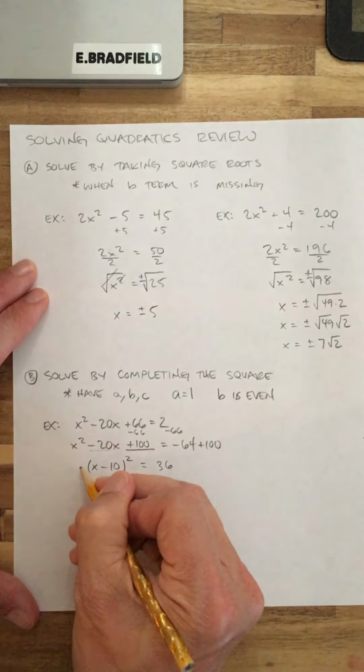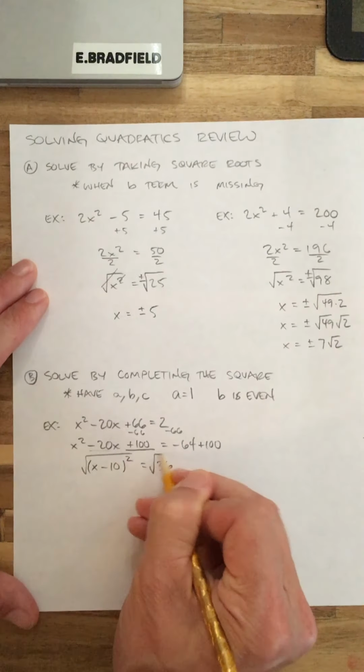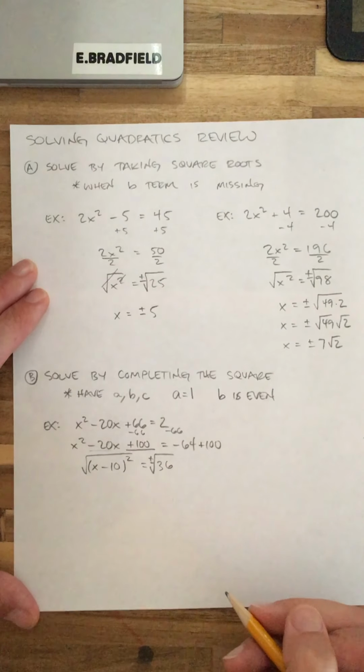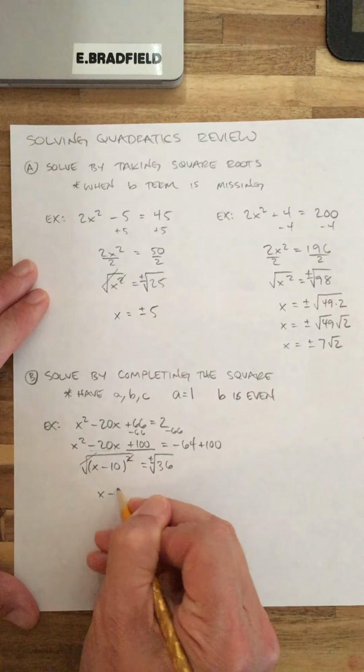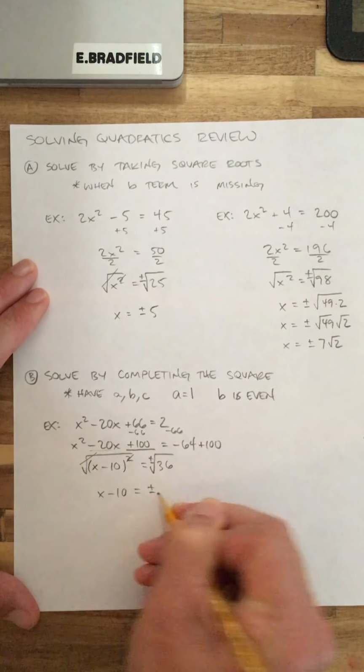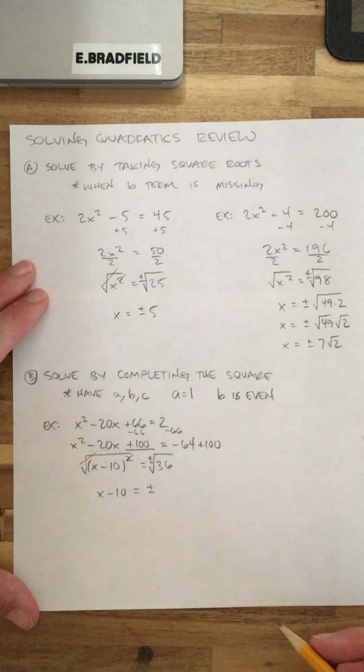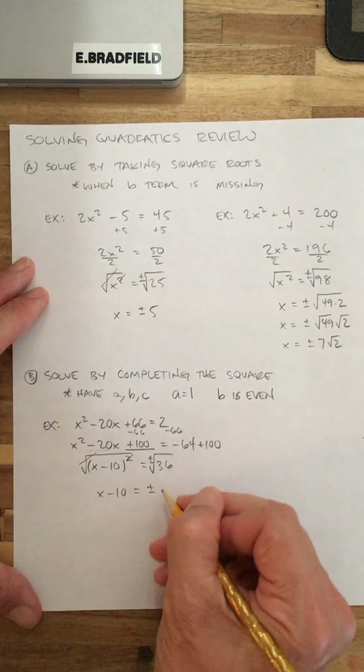Now take the square root on both sides. Don't forget your plus and minus. Remember, the square root cancels the square, so we're left with x minus 10 equals plus or minus. Now check your list. Is 36 on your list? Yes, it is, so you get 6.